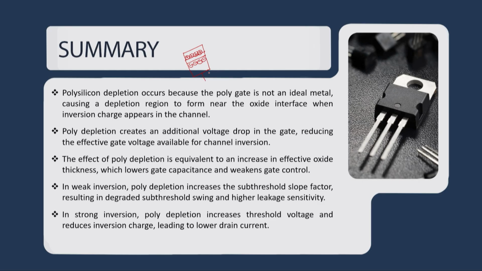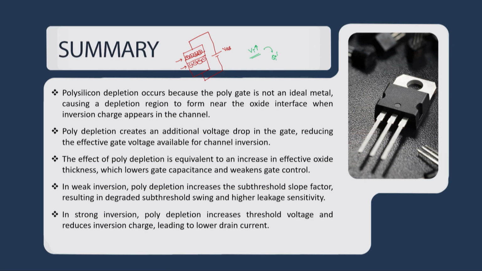This is similar to how we saw in the two terminal structure. When we apply a gate voltage, this gate voltage depletes the surface and then it causes an inversion. Similarly, when you apply a positive voltage, it will deplete the polysilicon and therefore it increases the effective oxide thickness, meaning the gate control loses its control and hence the threshold voltage increases. The increase in threshold voltage in strong inversion causes a reduction in inversion charge for a fixed gate to body voltage.